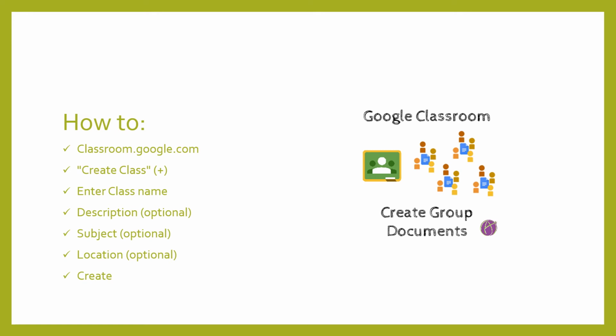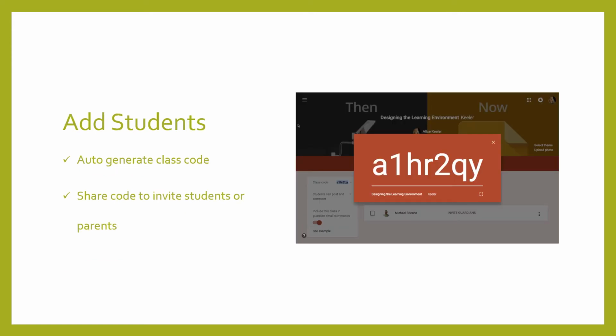You'll just go in there, click that you are a teacher, enter your classroom name, and then it is optional if you would like to include a description, a subject, and a location of your classroom, and then you'll simply click create. And then from here, you will be given an automatically generated classroom code that you will share with your students and your parents, and it allows you to invite them to add themselves to the classroom.